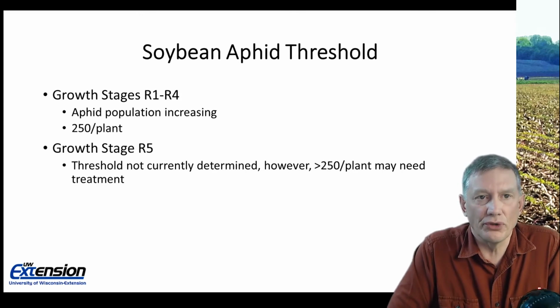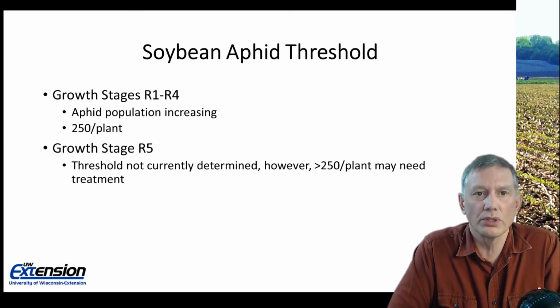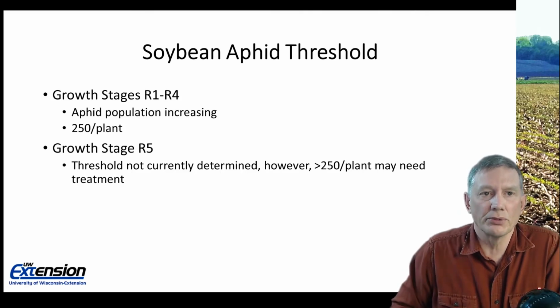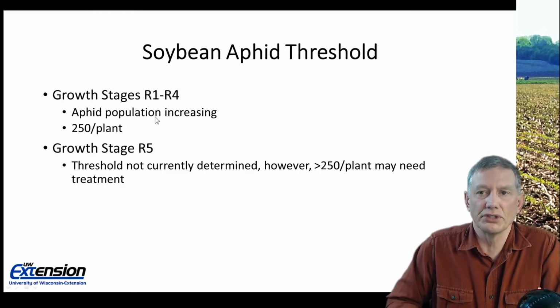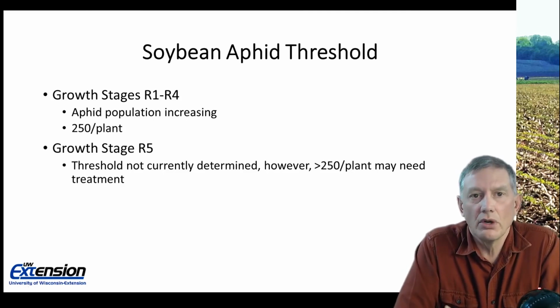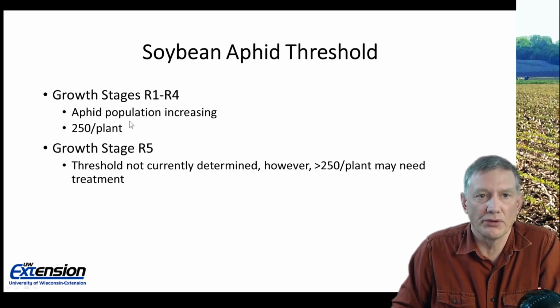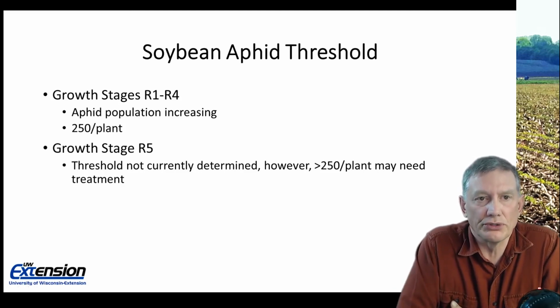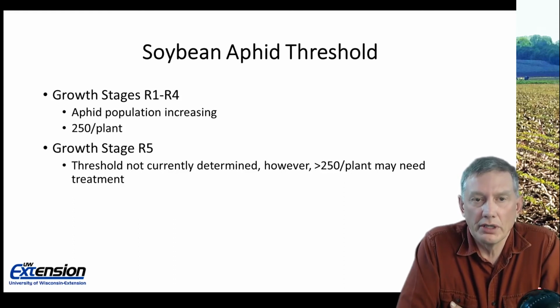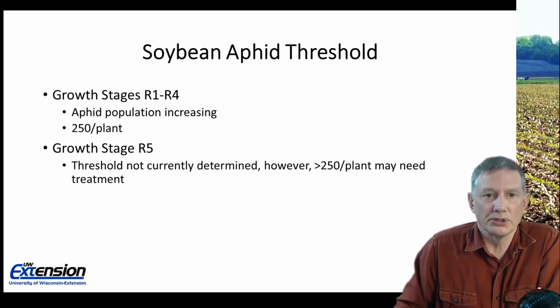The threshold for aphids, if you're at a growth stage of R1 through R4, is about 250 per plant, but it's also really important to know: is that population increasing, is it stagnant or plateauing, or is it decreasing? Especially if your population is plateauing or decreasing, you'll probably not get a response to spraying at 250 per plant. However, if your numbers are increasing over time and you're at R1 to R4 with 250 per plant, you can expect that population to increase, and there you would get an economic response to spraying.